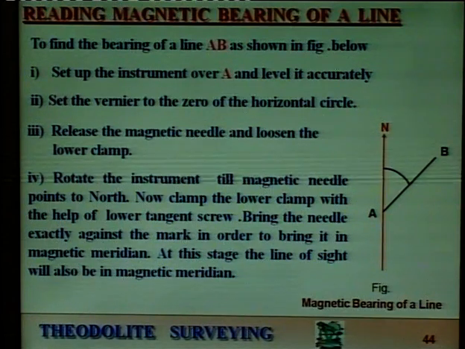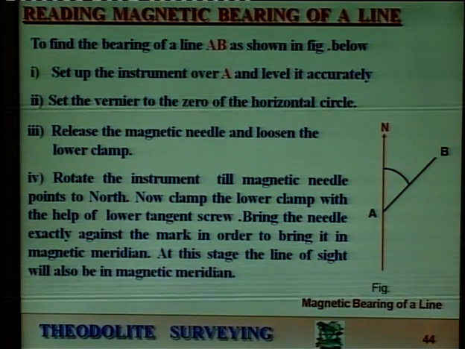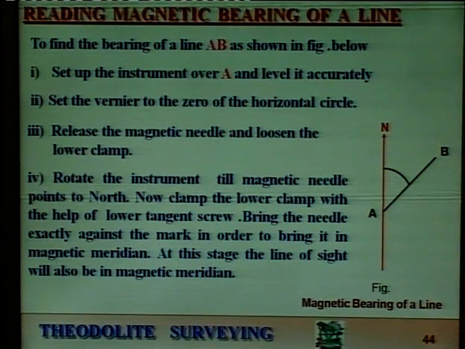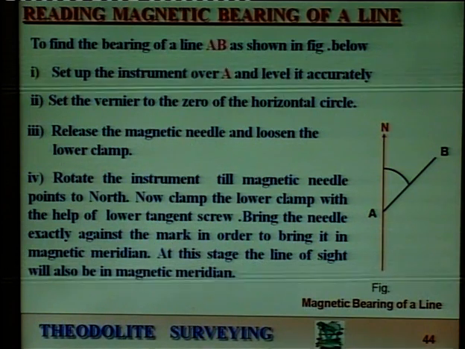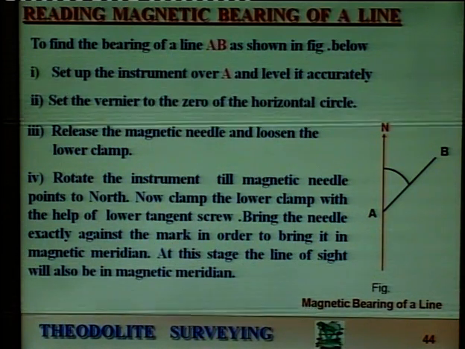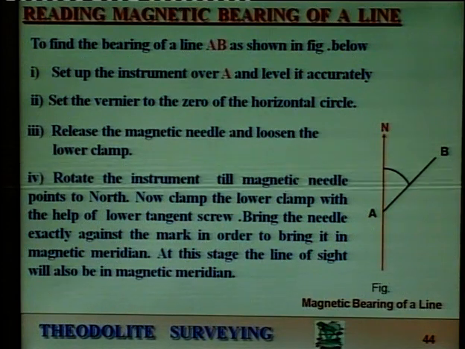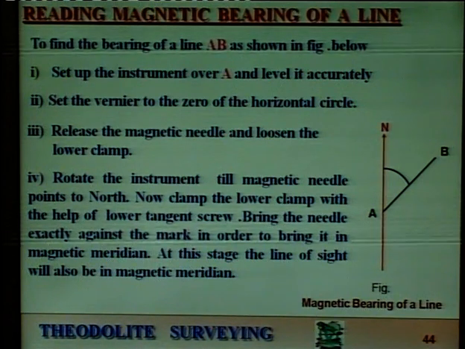Suppose we are to measure the magnetic bearing of a line AB with the help of a theodolite. How can we measure it? This is the procedure. First, set up the instrument over A and level it accurately. Then set the vernier to 0 of the horizontal circle, release the magnetic needle and loosen the lower clamp.